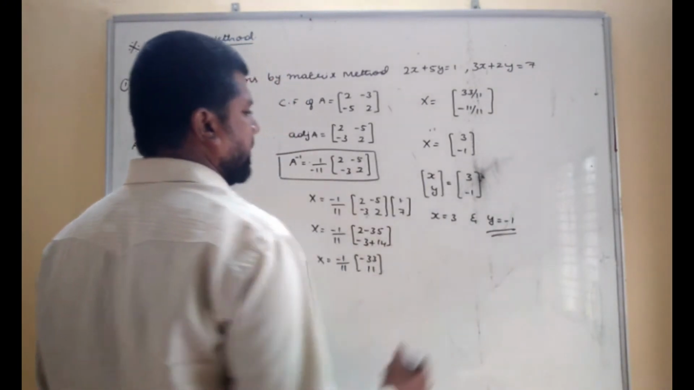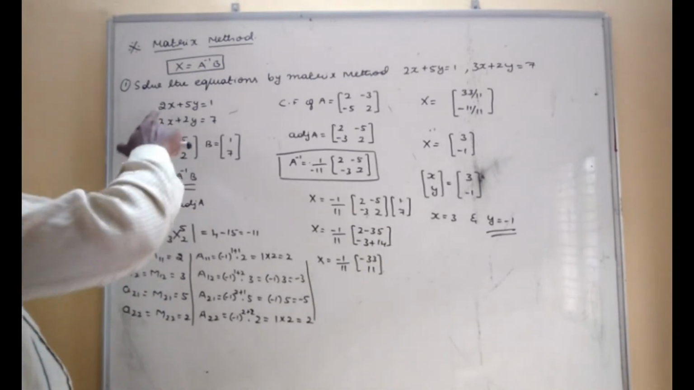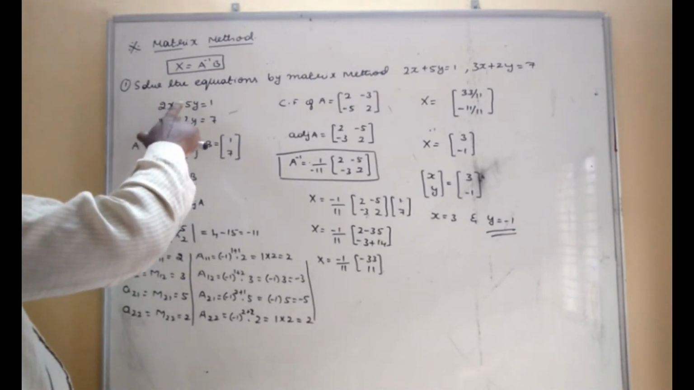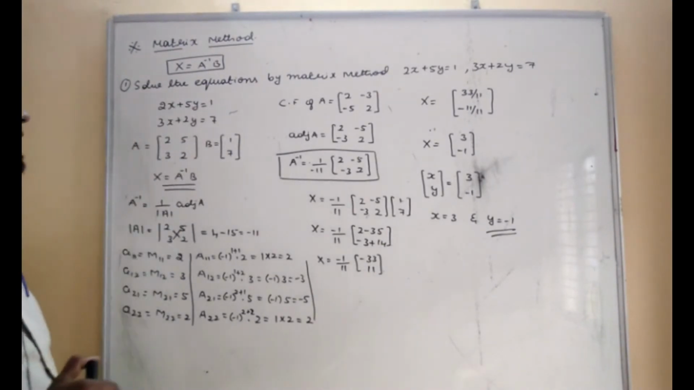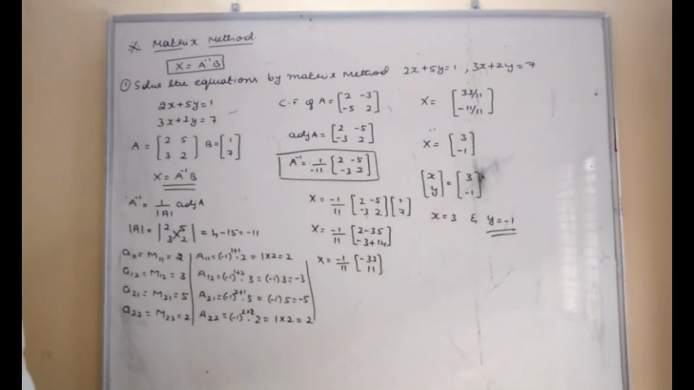This is an important question in your examination. He will ask a question on order 3. Order 3 means the linear equations are in the form of 2x plus 5y plus z. Here another variable will be added, z. So he will ask the question on order 3, and we solved the question on order 2.